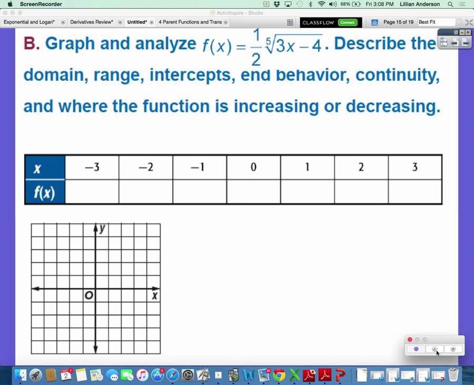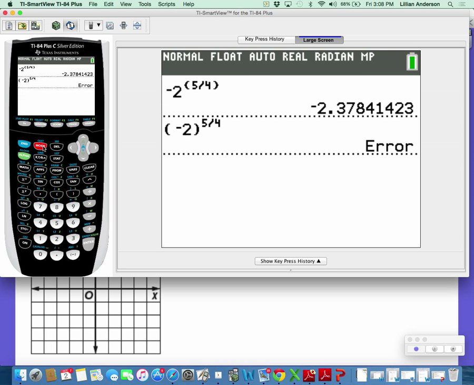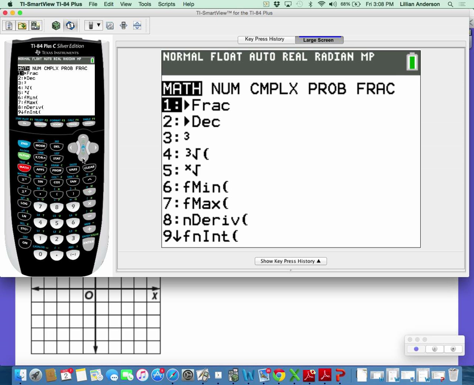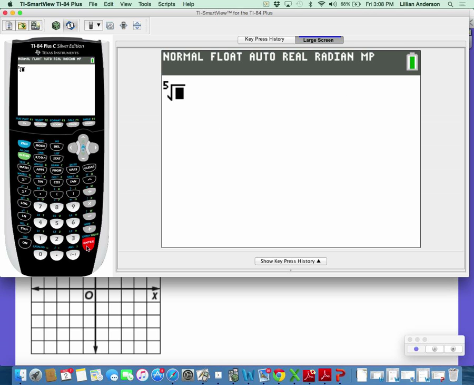To do things like the 5th root or the 4th root or the 6th root, you press whatever root it is, 5, 4, 6, whatever. In this case, it's the 5th root, so you're going to press a 5. You go to math, and then you go down to option 5, which has the x root, and it turns it into a 5th root. Then you put parentheses around the 1/2, and there you go. Type the rest in.